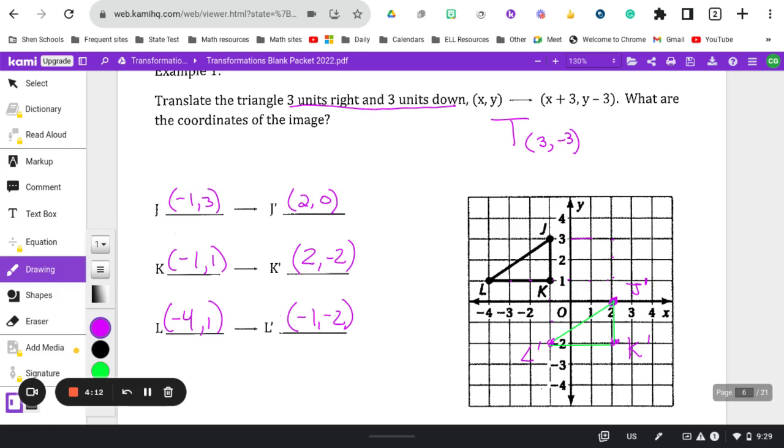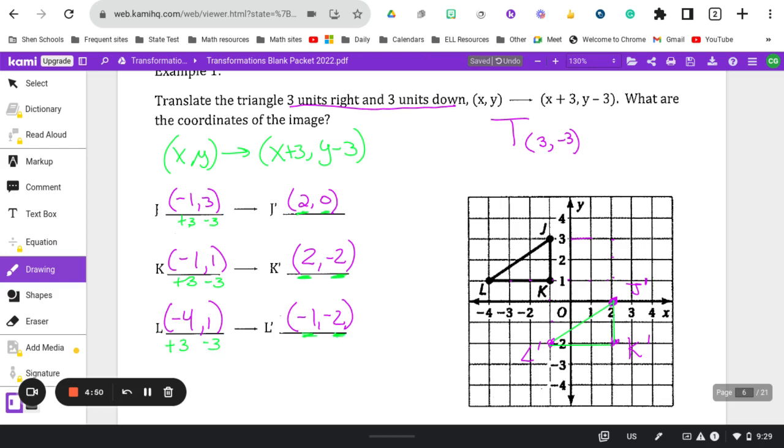There's something that we should note here. When we did that Desmos the other day, some of you picked up on a pattern that if I take those x, y coordinates, right, for every x value I add 3, and for every y value I subtract 3. So if I add 3 here and subtract 3, negative 1 plus 3 is 2. 3 minus 3 is 0. Let's see if it works for the other ones. Negative 1 plus 3 does give me 2. 1 minus 3 does give me negative 2. And then the last one, negative 4 plus 3 does give me negative 1, and 1 minus 3 does give me negative 2.